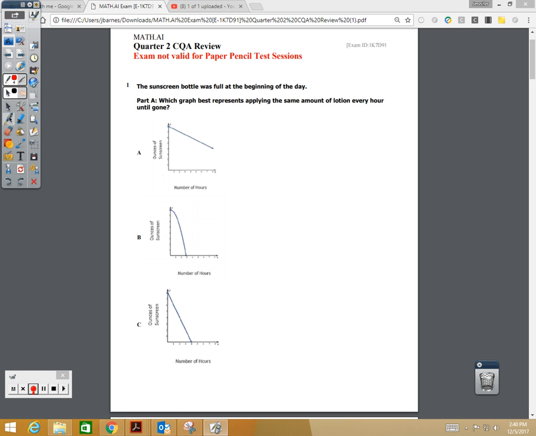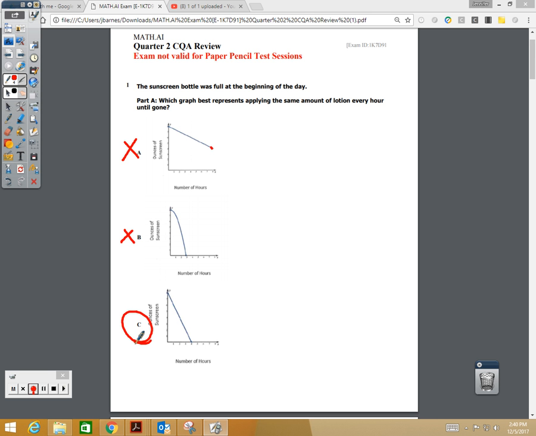In A, it's full, and you apply the same amount, but it's not gone. There's still some in there, so it's not A. In B, it's full, but you don't apply very much, and then all of a sudden you apply a whole bunch. So that's not the best choice either. C is the gradual straight line to then be empty, so C would be your choice.